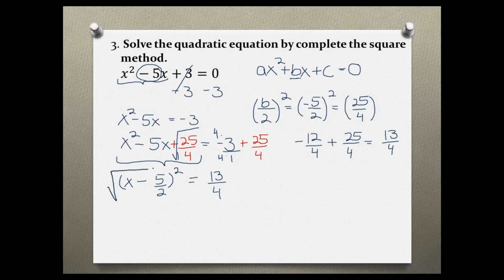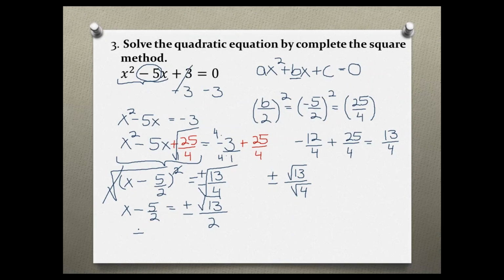Now I can apply the square root method by square rooting both sides, and don't forget you get a positive and a negative answer. The square root is going to cancel out the square. We're left with x minus 5 over 2, and then over here on the right side, the 13 is not a perfect square, but the 4 is, so I am able to split up the 13 and the 4, so I can take the square root of 4. That gives me the square root of 13 over 2.